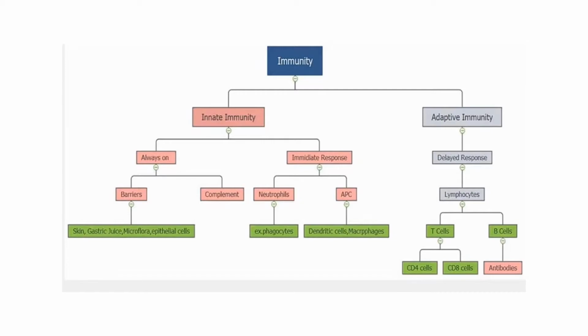Innate immunity also contains neutrophils, which are phagocytic cells, and antigen presenting cells like macrophages and dendritic cells. These cells give an immediate response when a pathogen comes in contact with them. So they are considered to be the second line of defense mechanism. While adaptive immunity is activated when a specific pathogen enters the body, and it gives a strong and delayed response. So it is considered the third line of defense mechanism.